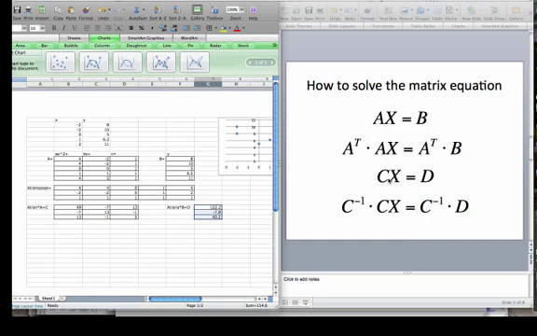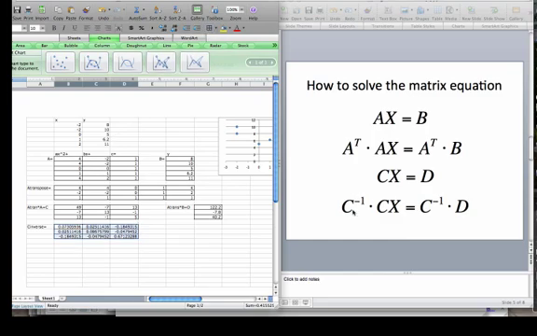In order to solve this equation, I need to find C inverse and multiply it on both sides of the equation. So C inverse is going to be the same size as C, which is 3 by 3. So let's highlight a 3 by 3 area, equals minverse C, parenthesis, Control or Command Shift Enter, and let's box it.